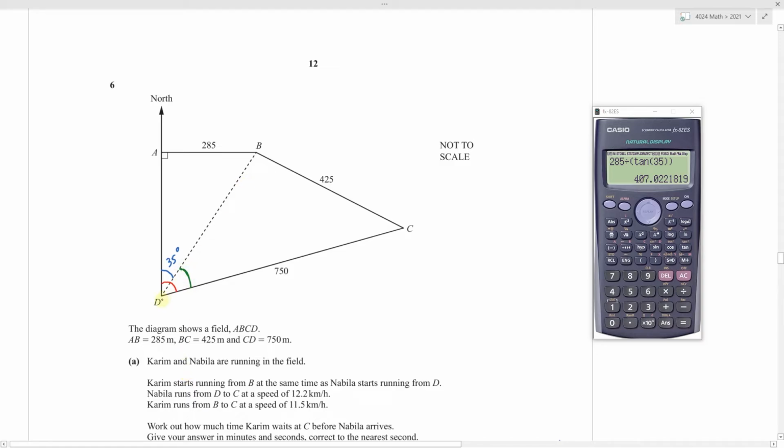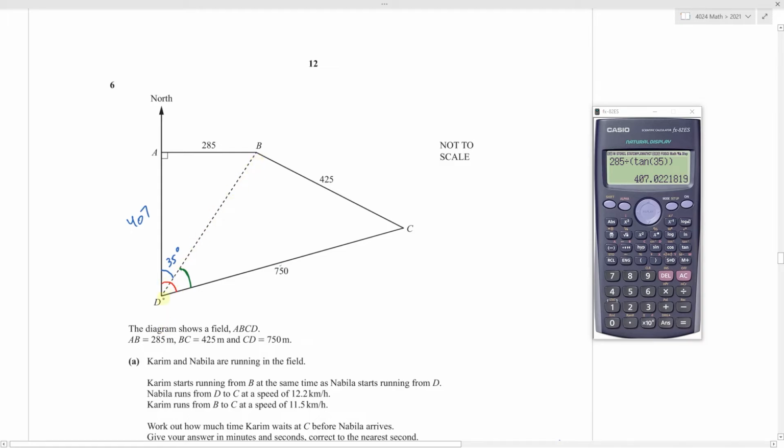This is part of this triangle DBC. I know this side, I know this side. I can find this side because I know AD is 407. This is a right angle triangle, so this is the hypotenuse. So once I can find this side, I know three sides of this triangle and I need to calculate this angle. So I can use the cosine rule. So once I have this angle, I will add it to 35 to get the bearing of C from D.